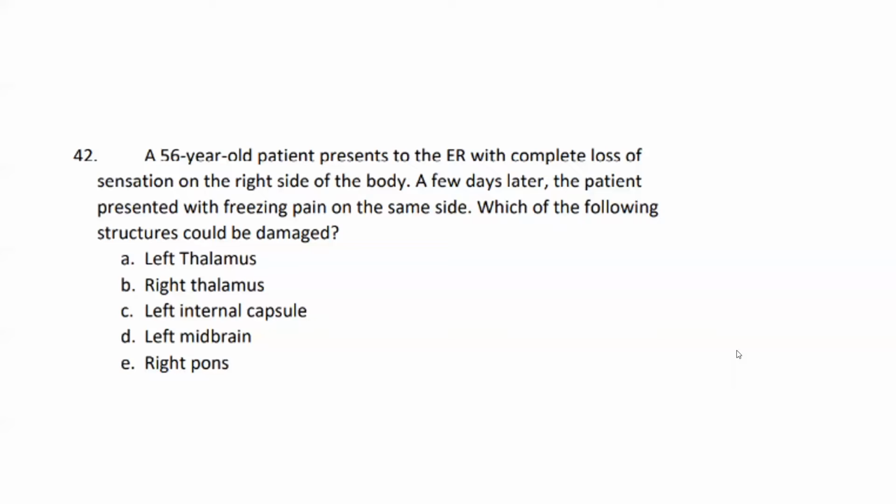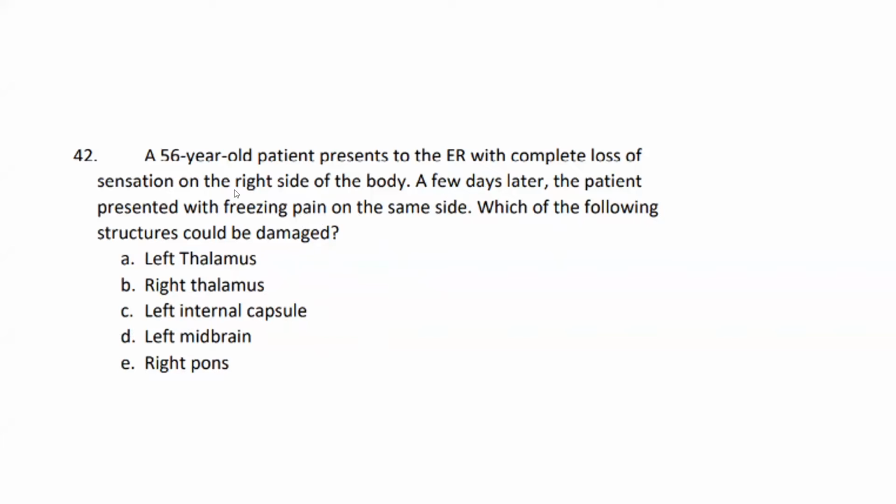Okay, so in this case, since we have complete loss of sensation on the right side of the body, we already know that it's most probably going to be on the left side. The lesion is going to be on the left side most likely. And so by that we can rule out the right thalamus and the right pons, which leaves us with the midbrain, the internal capsule, and the thalamus.